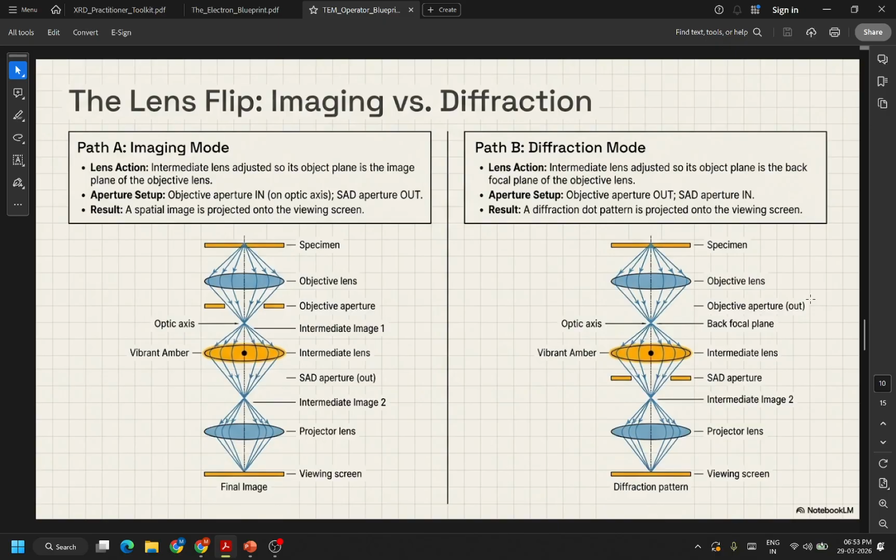So then lens flip. If you want to do imaging or if you want to do diffraction, you change the lens accordingly.